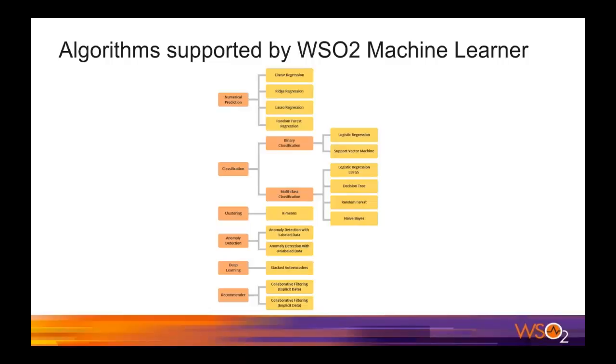In the Super Bowl case, what we needed was a numerical prediction algorithm. For that, what we picked was a random forest regression algorithm. We analyzed all the other regression algorithms as well, but we found out that random forest regression performs very well.